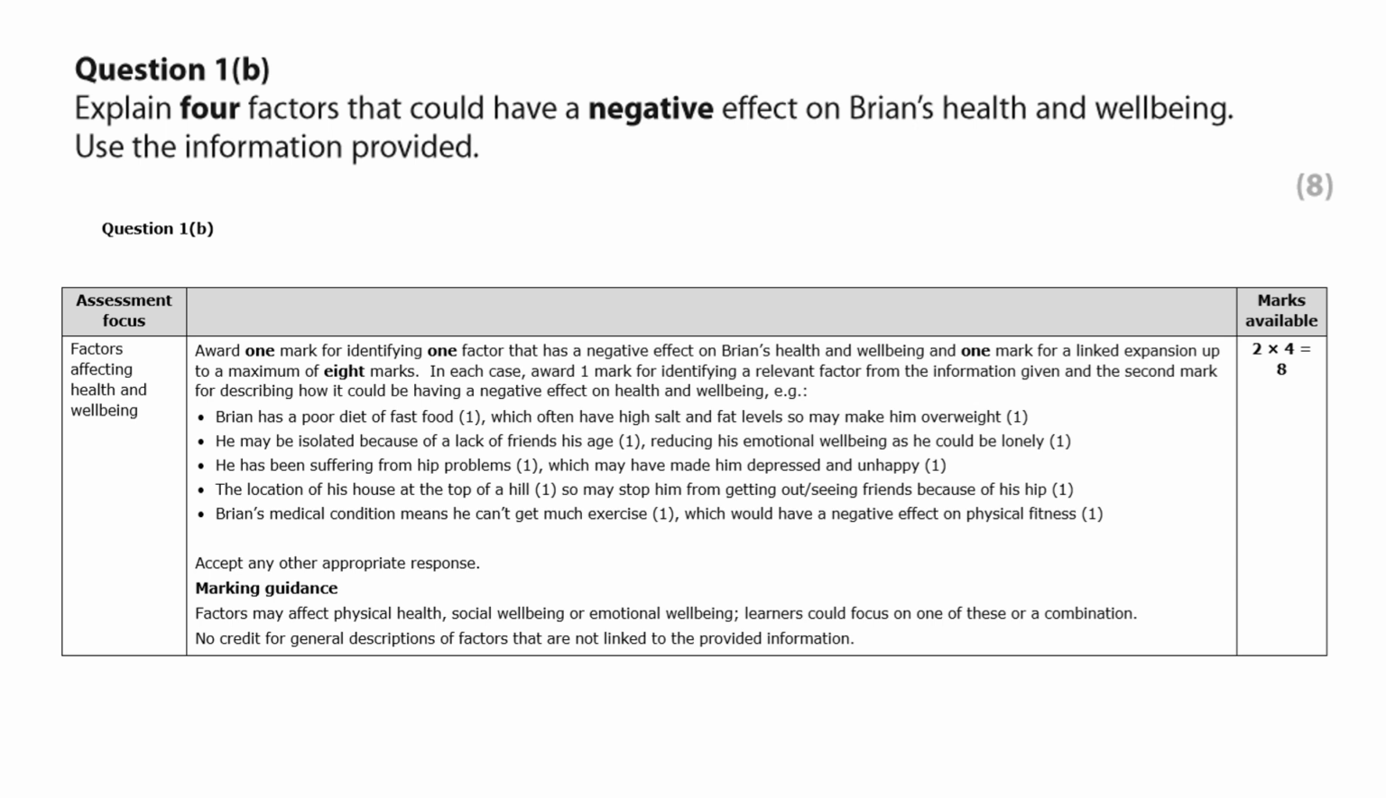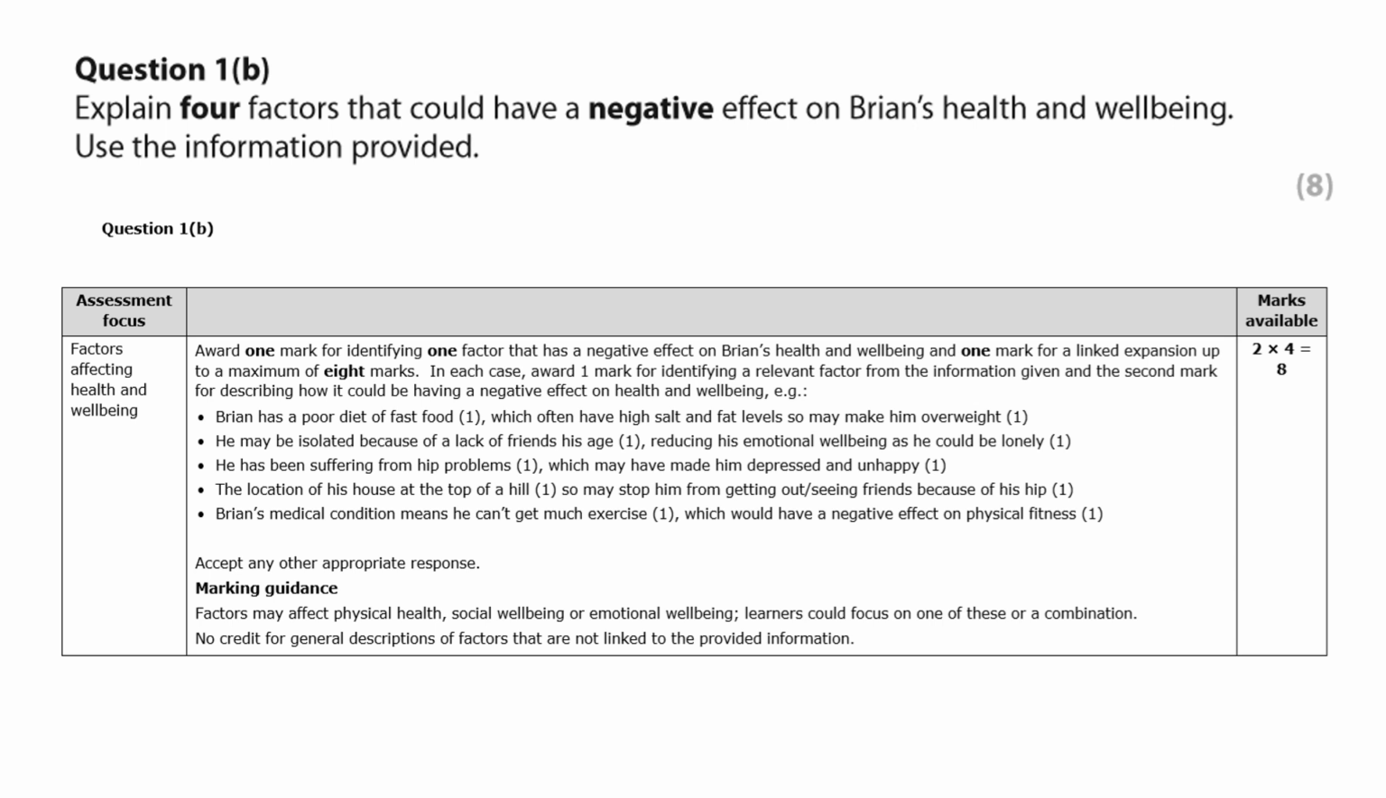So the next question that follows says, explain 4 factors that could have a negative effect on Brian's health and well-being. So it's exactly the same way that you answer it. You go back to your first page where you have highlighted red and green, and you look at the red this time, so the negative effects on Brian's health and well-being. So it's a quick reference, go back, have a look. And as I discussed previously, one of those factors could be that Brian has a poor diet because of fast food. Then you need to expand on it because it's asking you to explain, which often have high salt and fat levels, so may make him overweight.